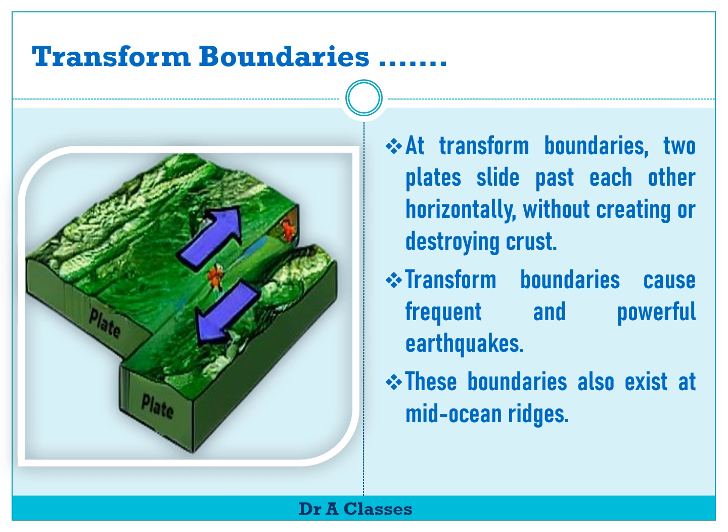The San Andreas Fault in California is a famous example of a transform boundary between the Pacific Plate and the North American Plate. These boundaries also exist at the mid-oceanic ridges, where they offset sections of divergent boundaries.